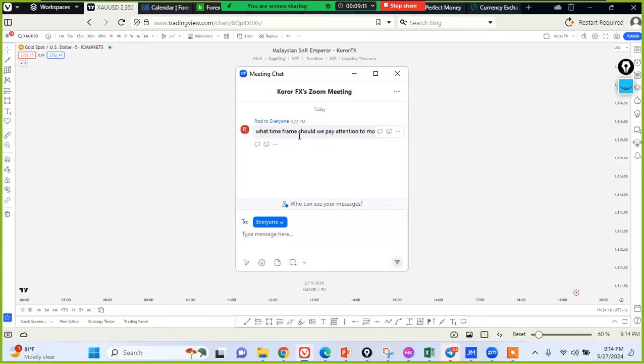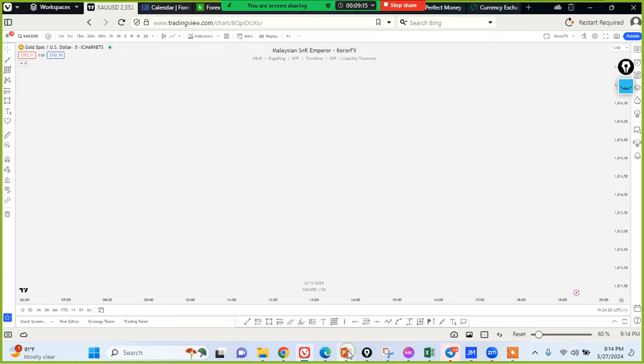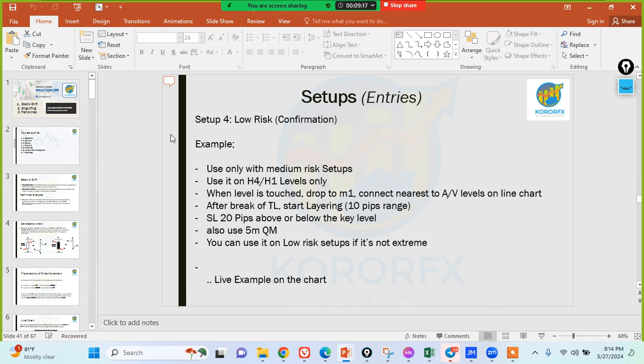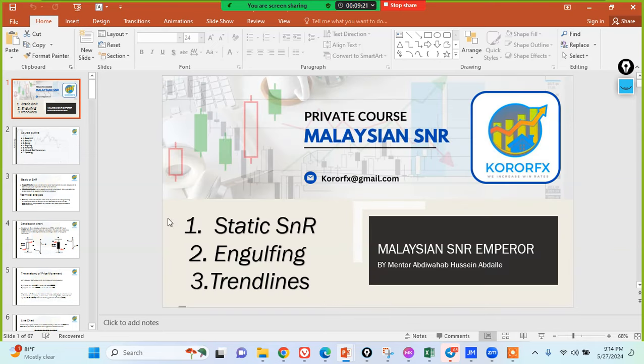Someone asked which time frame we can focus on. So you guys can see here on the charting, what time frame should we pay attention to? According to the time frame, I have explained it in this document. You can get it in the group.